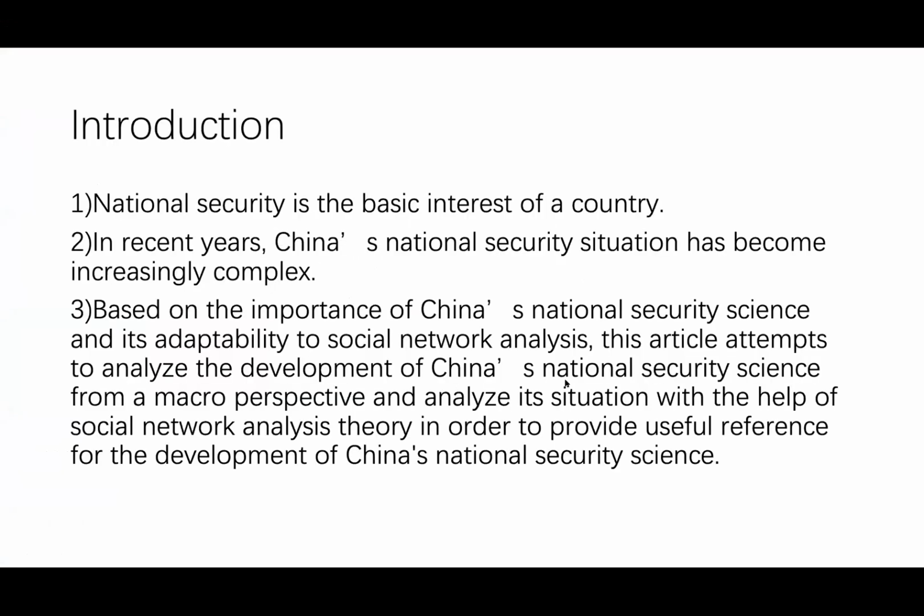Firstly, the main reason I choose this topic is because national security is a basic and important aspect of the country's development, and also due to the fact that China is very big, so the national security of China is complex and maybe needs more concern than other countries. So it's very important and vital. And also, social network analysis is the most adaptable method with a good function to analyze this kind of problem. So finally, I choose this topic and use this method to investigate my research.